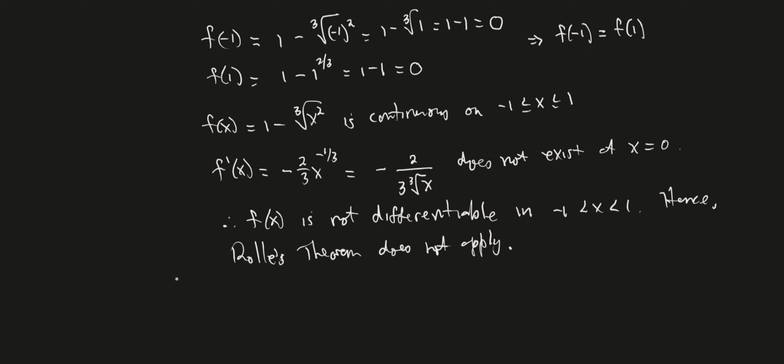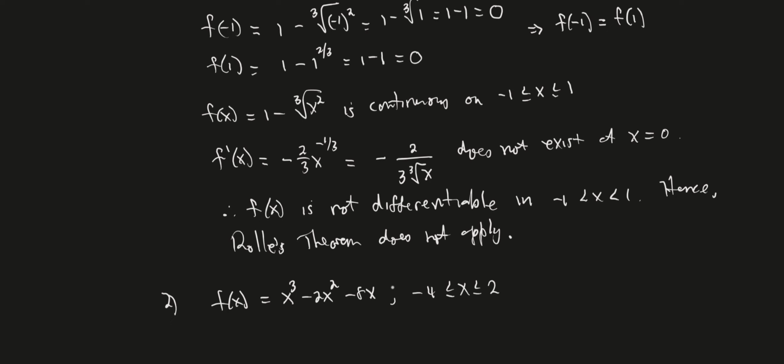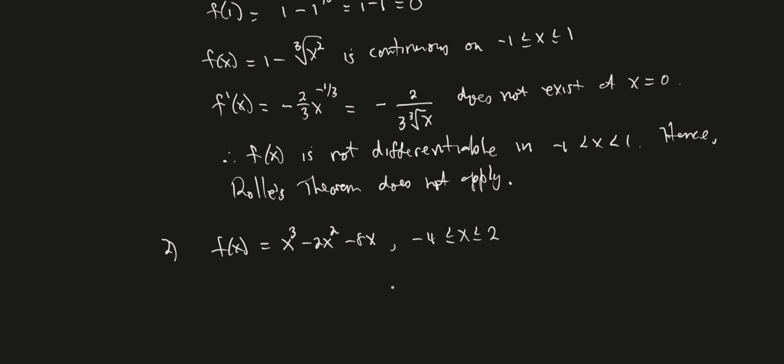Okay, let's look at another function here. Let's take something like f of x is equal to x cubed minus 2x squared minus 8x, and the interval now is -4 to 2. All right. Well, what do we have here? Well, we have a polynomial, right? And what do we know about polynomials? Well, polynomials are always continuous and they're always differentiable. But don't overlook the endpoints, right?